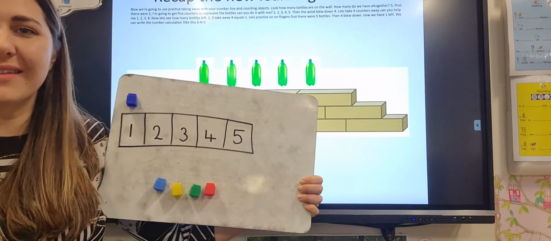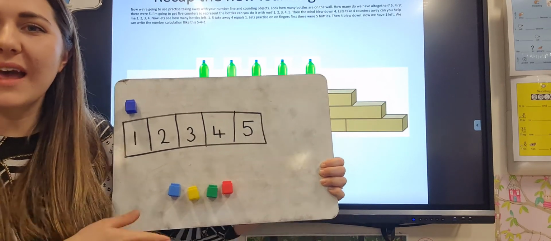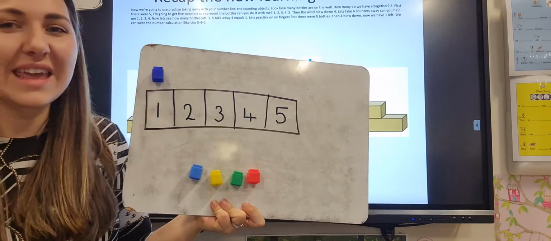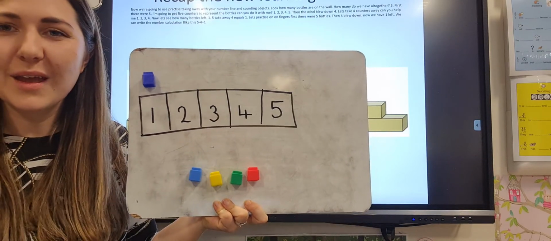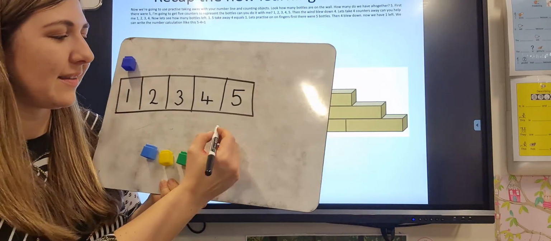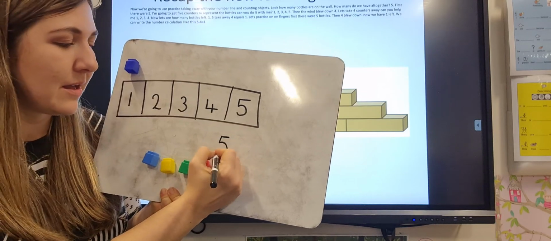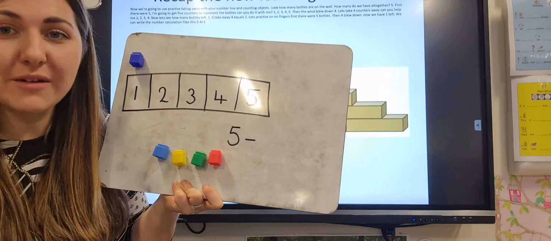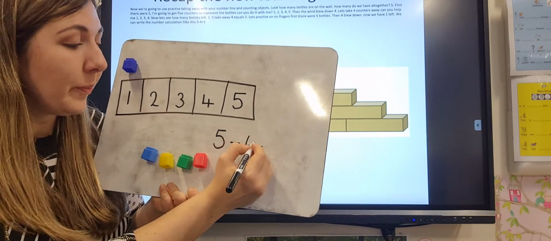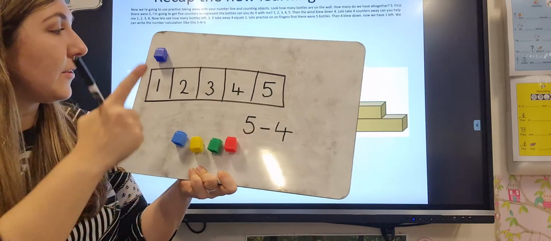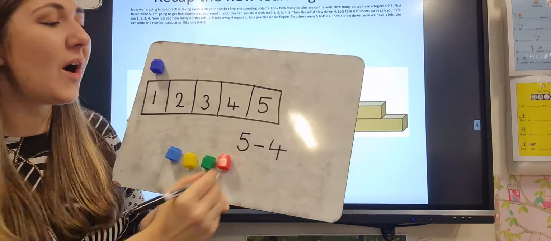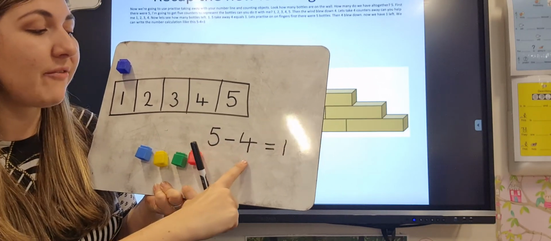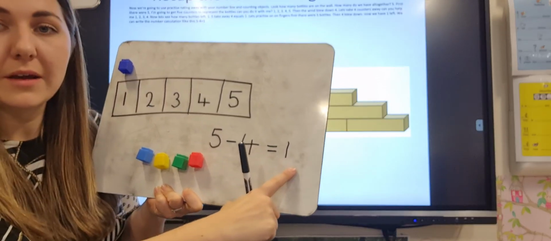What's my other part? How many bottles are left on the wall? That's right, only 1 bottle. We have worked out that 5 subtract, how many blew off? 4 leaves us with 1. 5 take away 4 equals 1.